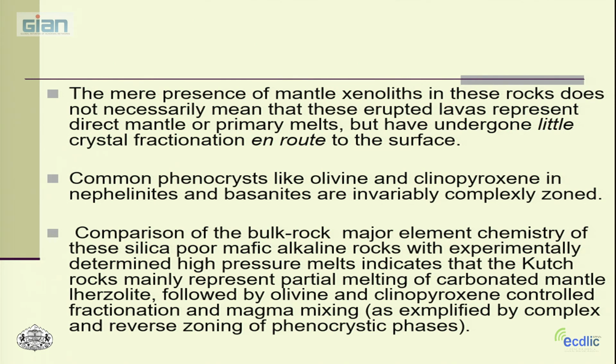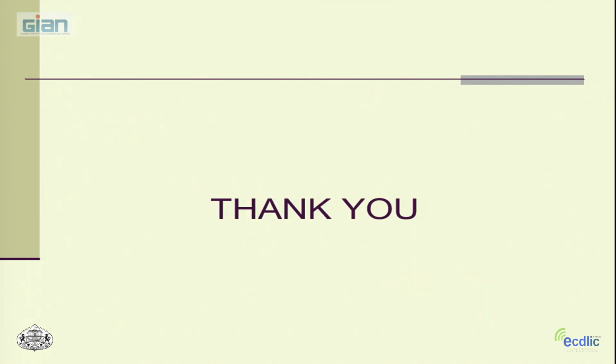Comparison of the bulk rock chemistry of these silica poor mafic alkaline rocks with experimentally determined high pressure melts indicates that the Kutch rocks mainly represent partial melting of a carbonated mantle lherzolite followed by olivine and clinopyroxene controlled fractionation and magma mixing, as exemplified by complex and reverse zoning of phenocrystic phases. Thank you.